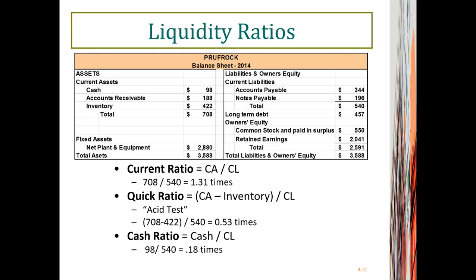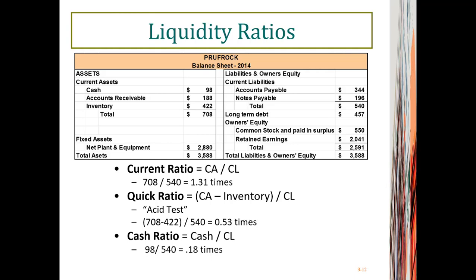Current ratio equals current assets divided by current liabilities, and the number is 1.31. What does that mean? That means for each dollar of short-term liability that the company needs to pay back within the next 12 months, there is $1.31 of current assets available as backup. So in this case, it's pretty sufficient.